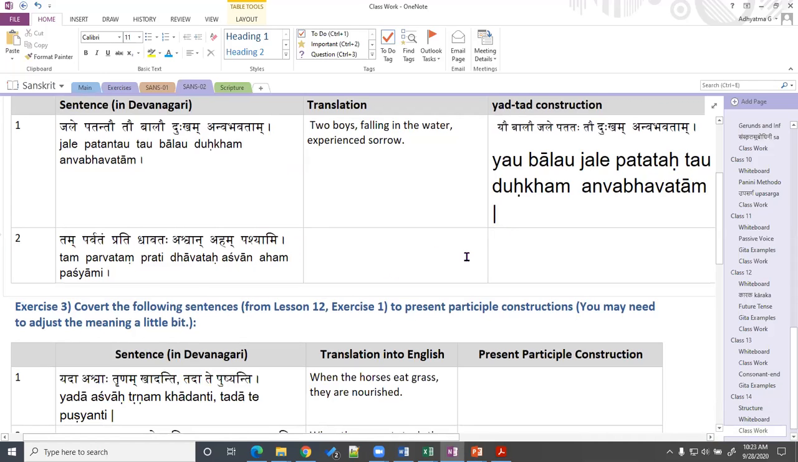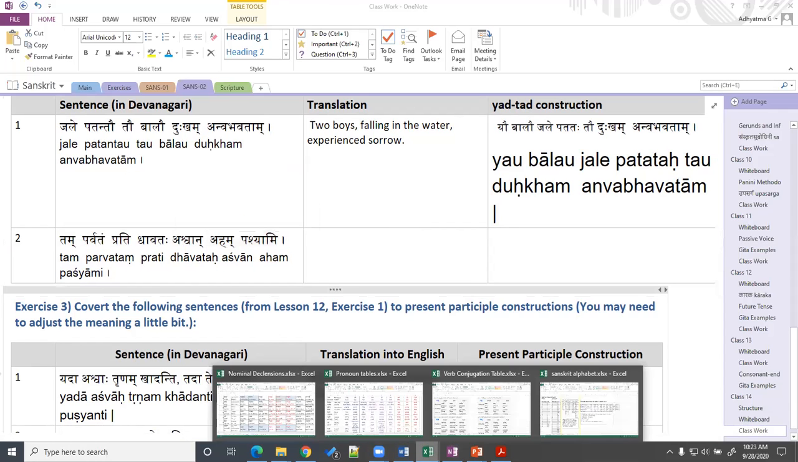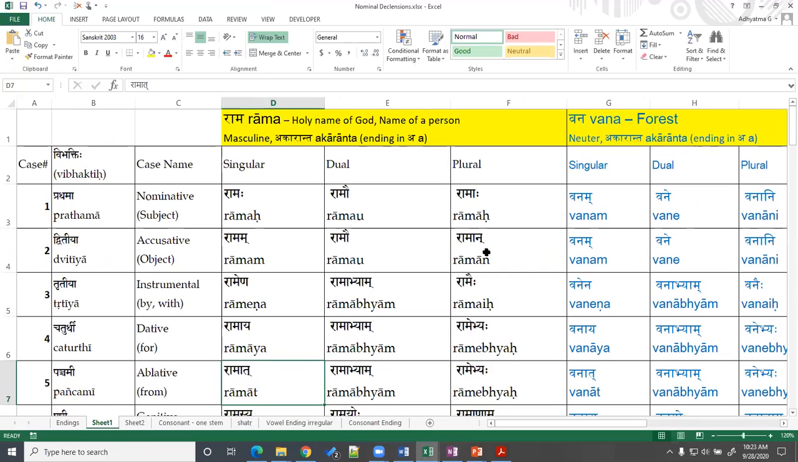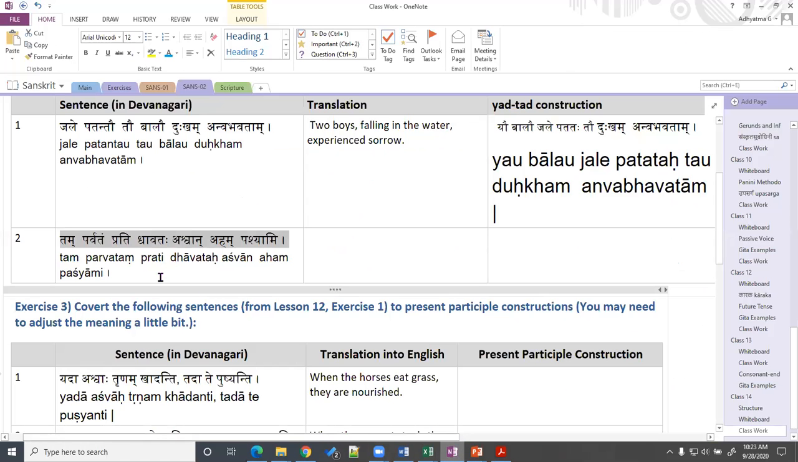Now if you look at this sentence, tam parvatam prati dhavatah ashwan aham pashyami. If you look at the verb here, that is pashyami, aham is the subject, that is the karta. So, I see. Ashwan is the second case plural, like Raman, Ashwan. So second case plural.